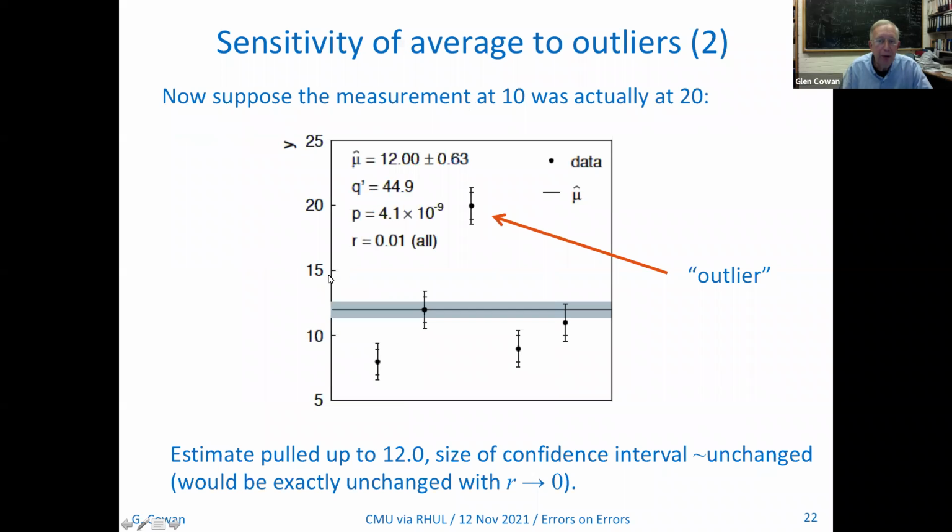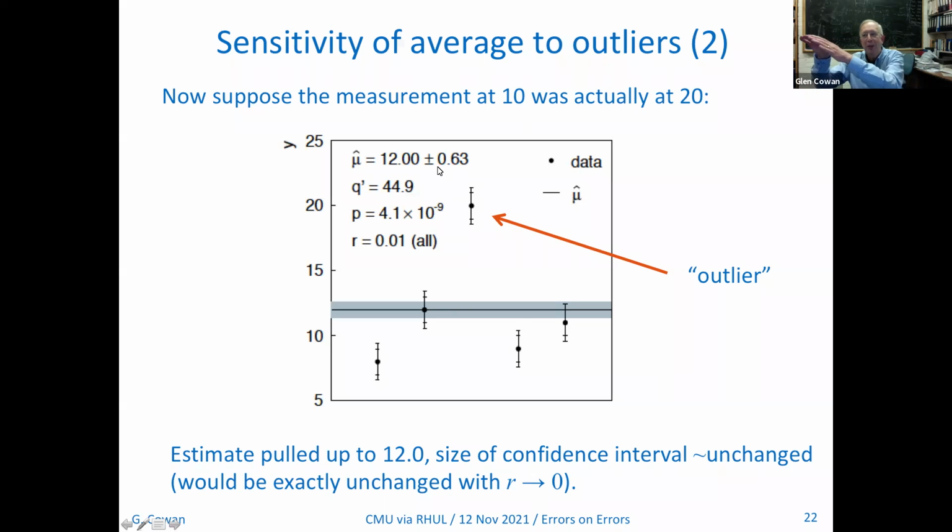Now, suppose, however, that the measurement that used to be at 10 came out at 20. So we have an outlier. So now we're averaging 8, 9, 20, 11, 12. And so the average is 12. But because my error on the error parameter is still essentially 0, the width of the confidence interval does not react to the internal inconsistency of the input values. So the width of this confidence interval is still 0.63.